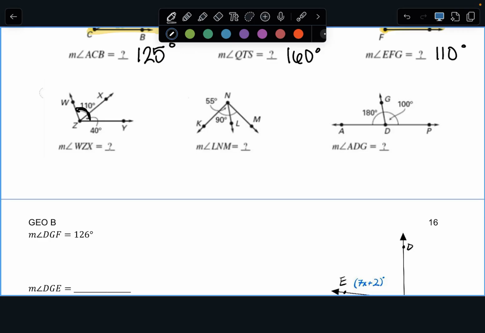So that means 110, my whole thing, is equal to part plus, what's my other part? 70 is going to be my answer, but what's the other part that I know? 40. My 110 degree angle, this yellow one, has to be equal to WZX plus XZY, so plus 40. What do we end up getting for that last part? 70 degrees.